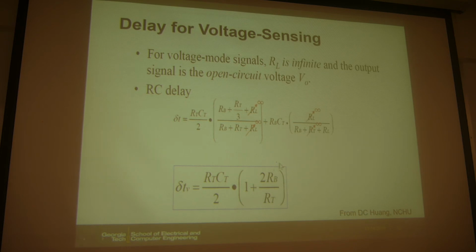If your sense amp senses the voltage signal, what does that mean? Any idea? Your memory cell, then travel through the wire and then go to your sense amp. And if this senses the voltage, what does this mean? So if you read this, it says that if you sense the voltage, the input resistance is infinity, and this is like open circuit.